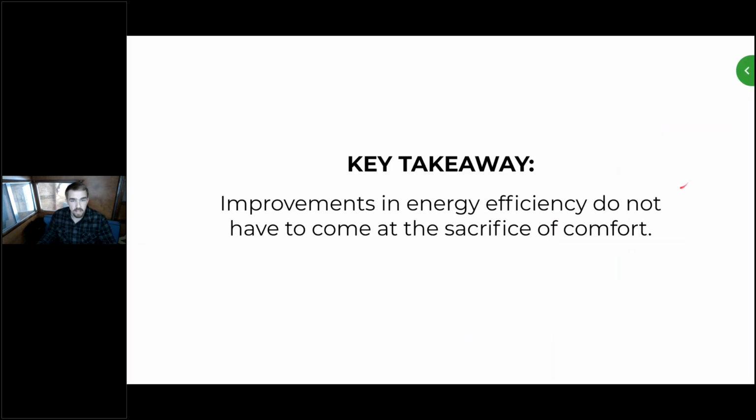So the key takeaway in this system, as we've presented it here, is improvements in energy efficiency do not have to come at the sacrifice of comfort. We have a much more energy efficient system using a lot less power, but the occupants of the building would never know that it's this separate system. All they see is they turn on their tap and they get as much hot water as they need.